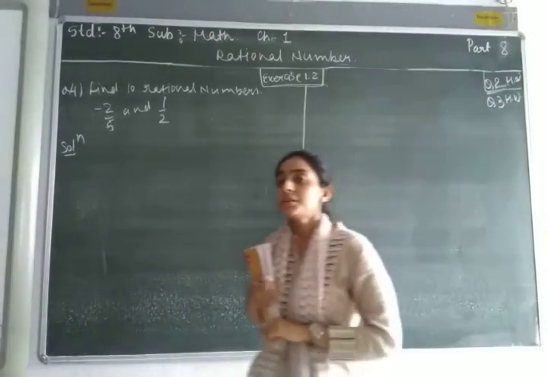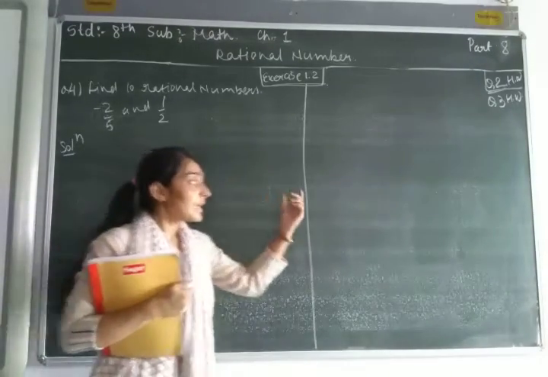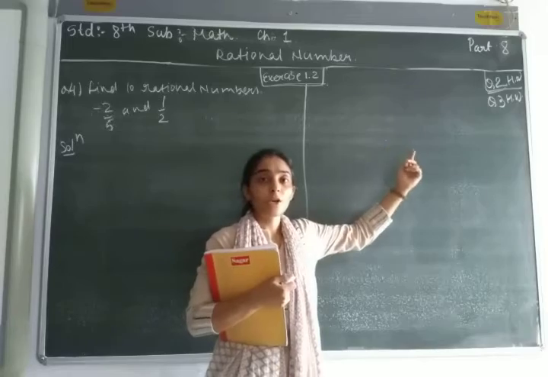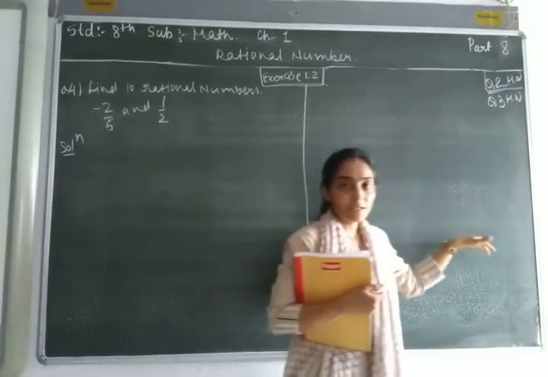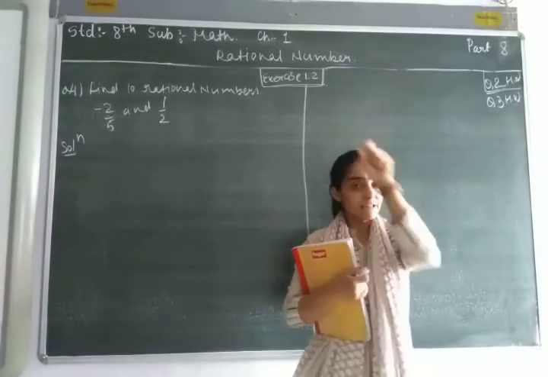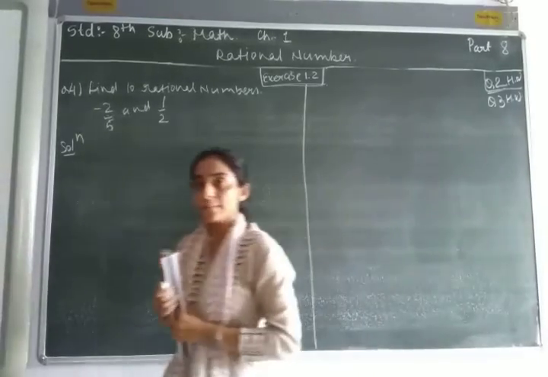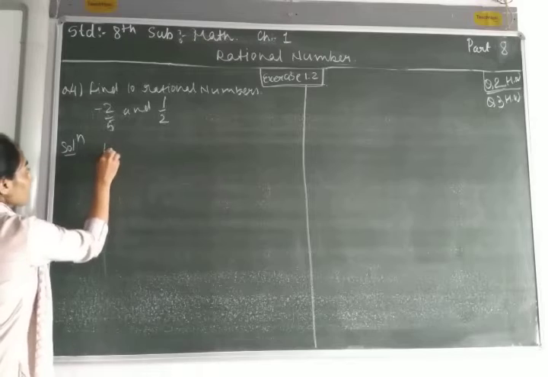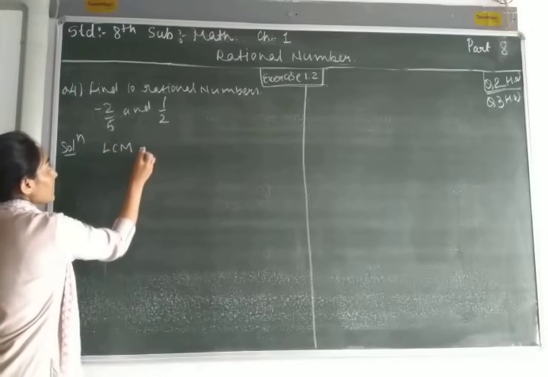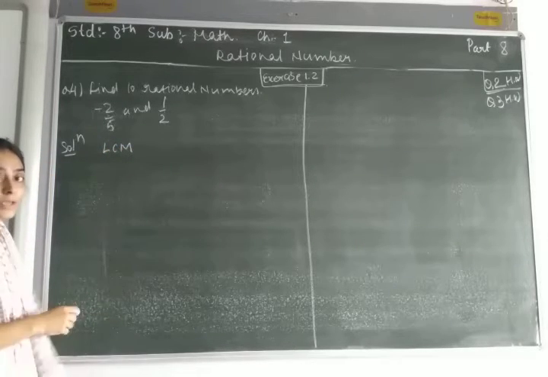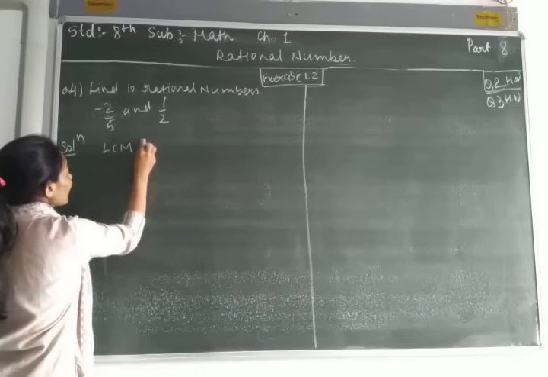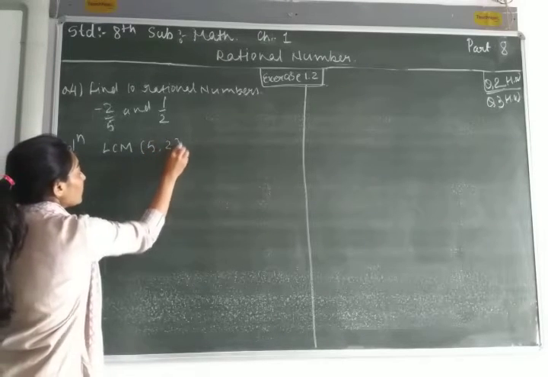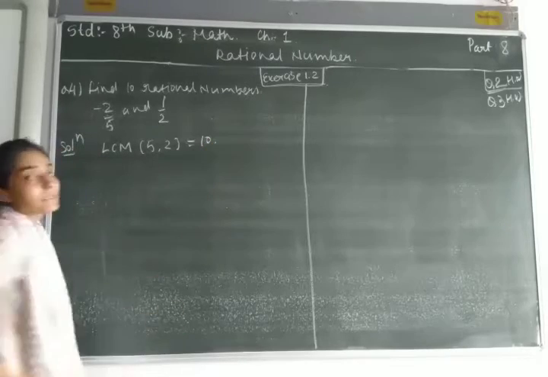If my denominator is the same, like in our previous questions 1 and 2, it will be easy to write each and every rational number. Now just make the denominator the same. It means we have to take the LCM. So take the LCM of 5 and 2, that is 10 only.